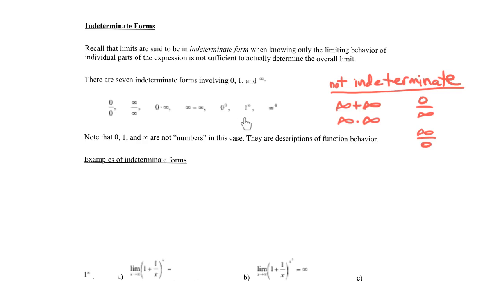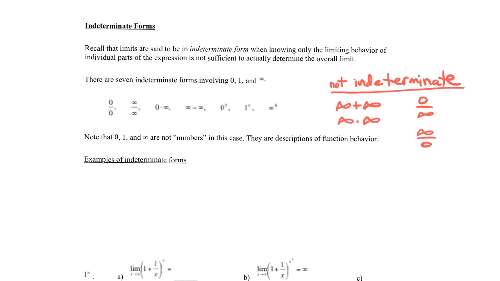Because remember, these are not numbers. This is not actually the number 1. This is a limit approaching the number 1, while at the same time it's being raised to a number approaching infinity. So these are all like races. It's a race between this numerator going towards 0 and the denominator going towards 0. So this is just saying these things are not numbers. They are descriptions of function behavior. So it's a struggle between these 2 quantities to see which one is getting where it's going faster.